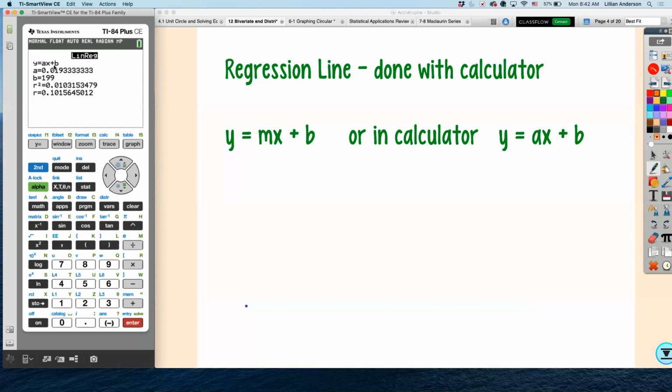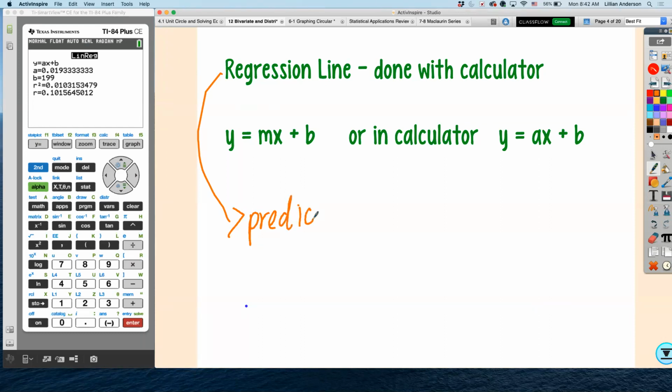Regression lines are only found when there is a strong or moderate correlation between your data. And remember, regression lines are used to make predictions within your data values.